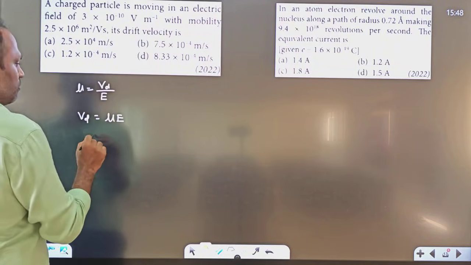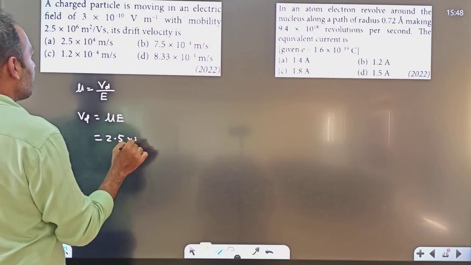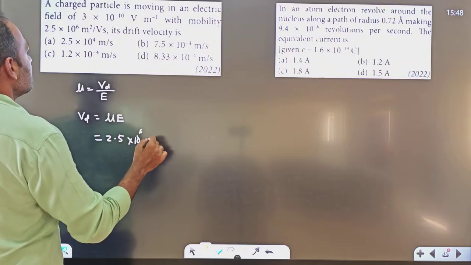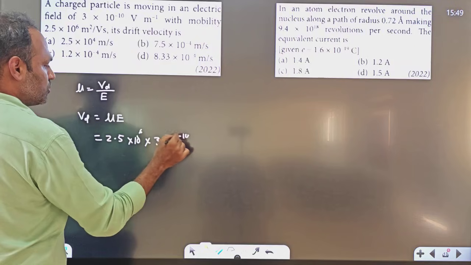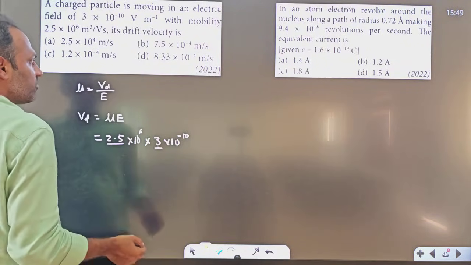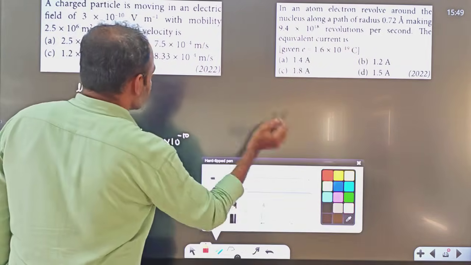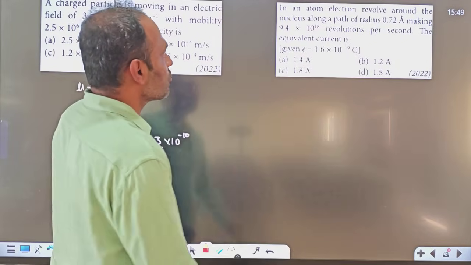Mobility is 2.5 into 10 to the power 6, and the electric field is 3 into 10 to the power minus 10. So 3 into 2.5 will be 7.5. So there is a direct answer, 7.5. This is correct. Okay, we'll move on to the next question.